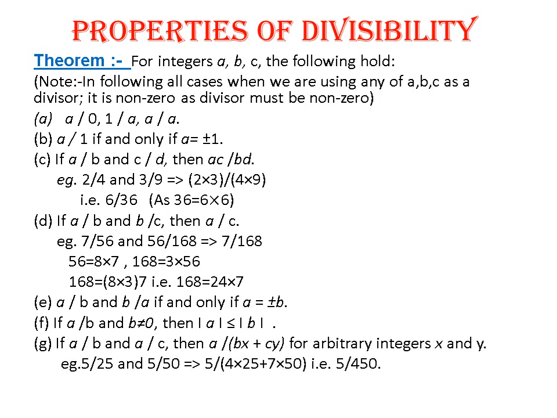We know that 5 divides 25 and 5 divides 50. So if we take x as 4 and y as 7, and if we calculate this term, we will get 450, and we can verify 450 is divisible by 5. So these are all the properties of divisibility.